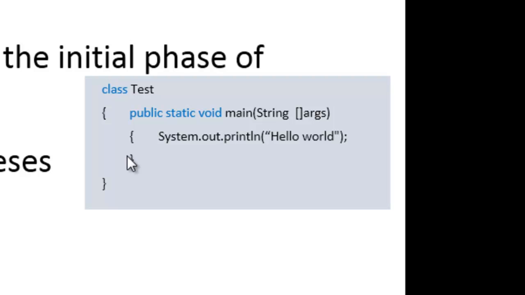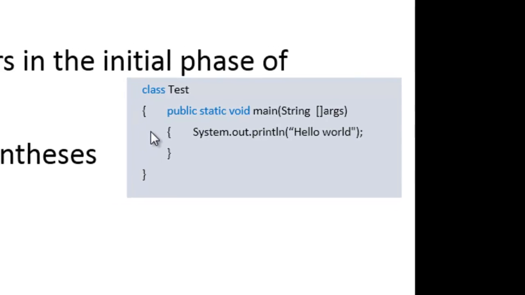To make this efficient, we must use some indentation. Indentation means if the main method is inside the class, we must put the main method somewhat inside the class so that it is clear that this parenthesis is for the class and this parenthesis is for the main method. Otherwise, all the parentheses will come in a single line, and it is very difficult to recognize which parenthesis is of the class and which is for the method.